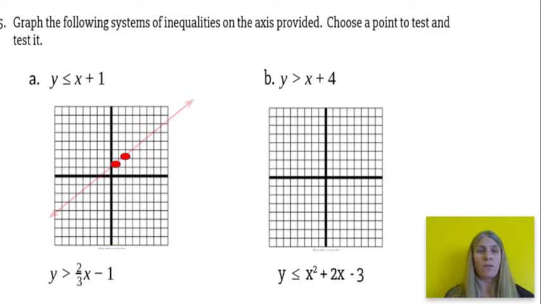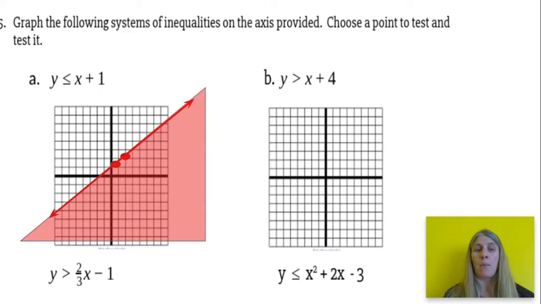So 1 up and 1 to the right. It is a less than or equal to, so it's a solid line, and less than means that we're shading below. We're now going to go ahead and graph the second one below the graph on the same axes.